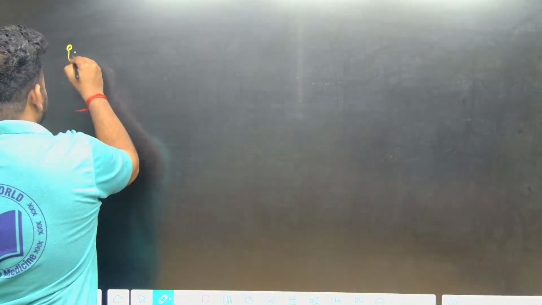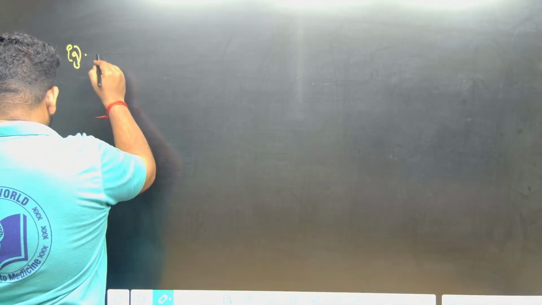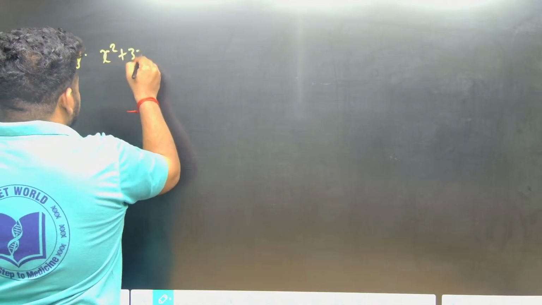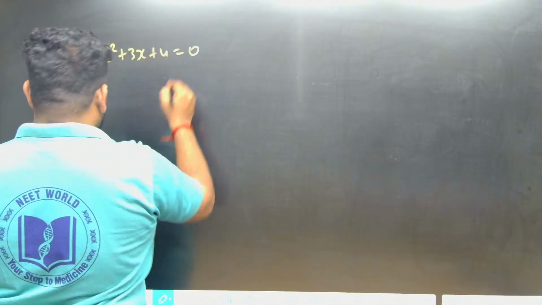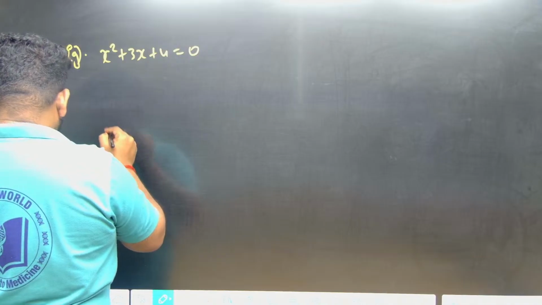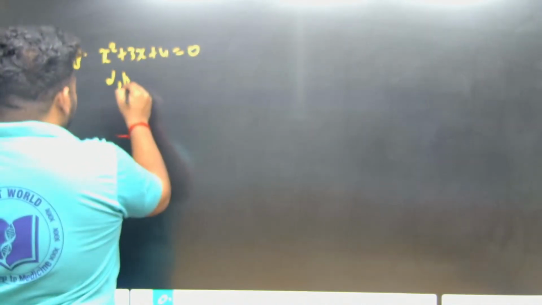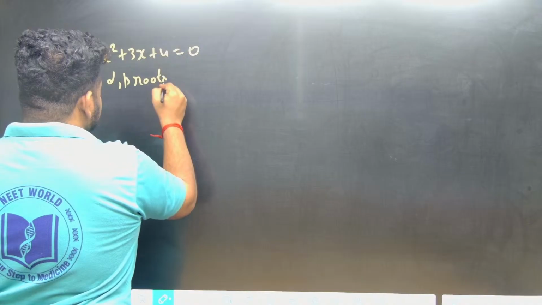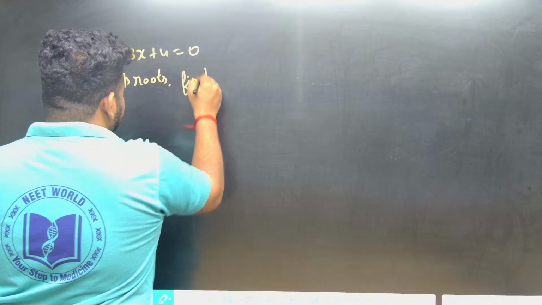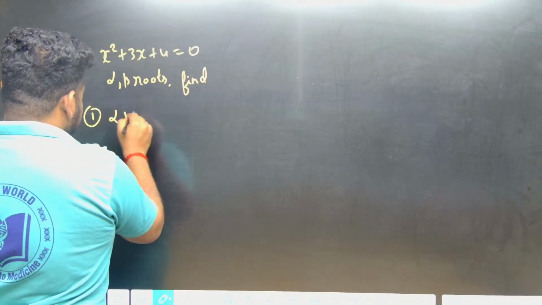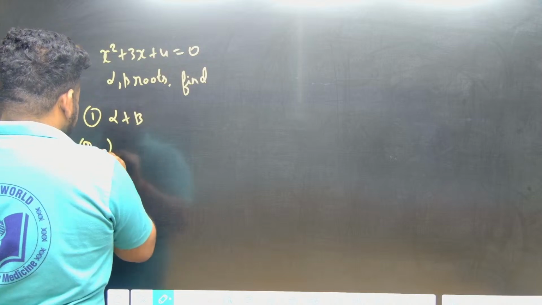So, for example, let us take up: suppose they have given x square plus 3x plus 4 is equal to 0, and they are telling alpha, beta are the roots. Then they are asking us to find: first thing is alpha plus beta. Second thing is alpha beta.